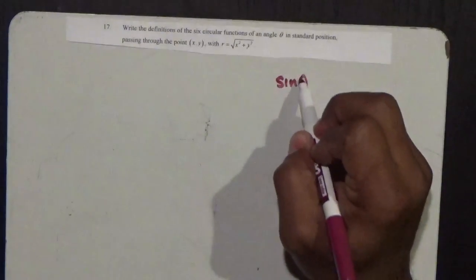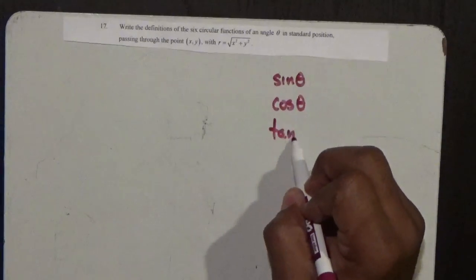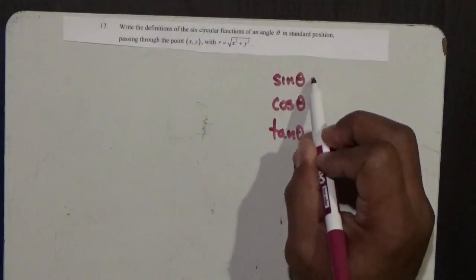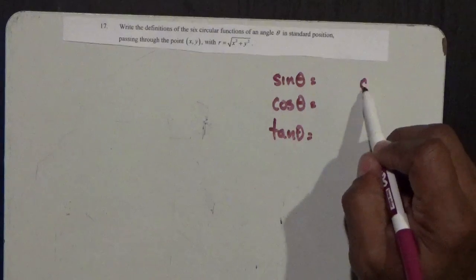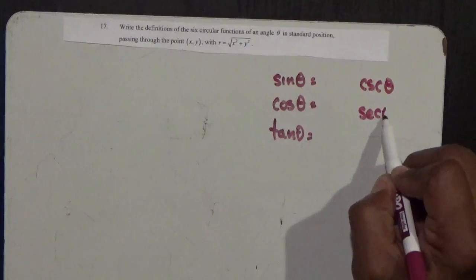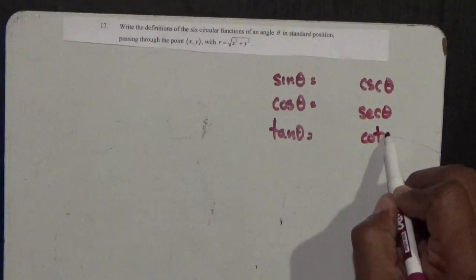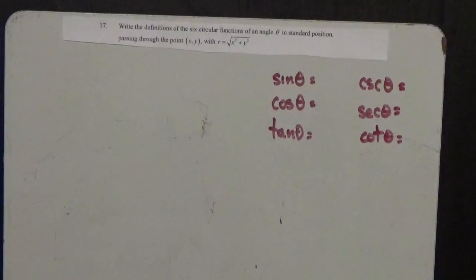Number 17 says write the definitions of the 6 circular functions. We should know what the 6 circular functions are, but that's sine, cosine, tangent. The one that's reciprocal of sine is cosecant, and secant, and cotangent. So that's what they're asking us. Now they're giving us a point.